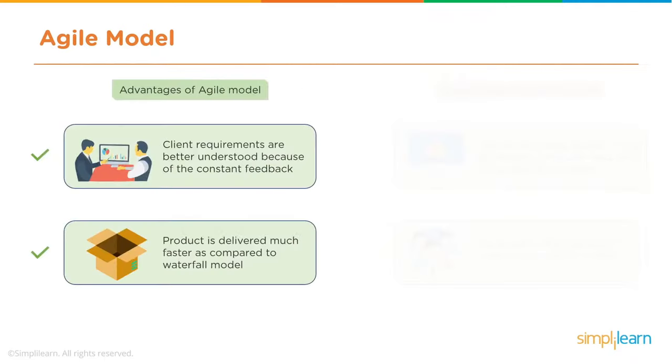The key advantages of running a sprint with Agile are that the client requirements are better understood because the client is really integrated into the Scrum team. They're there all the time. And the product is delivered much faster than with a traditional waterfall model. You're delivering features at the end of each sprint versus waiting weeks, months, or in some cases, years for a waterfall project to be completed.